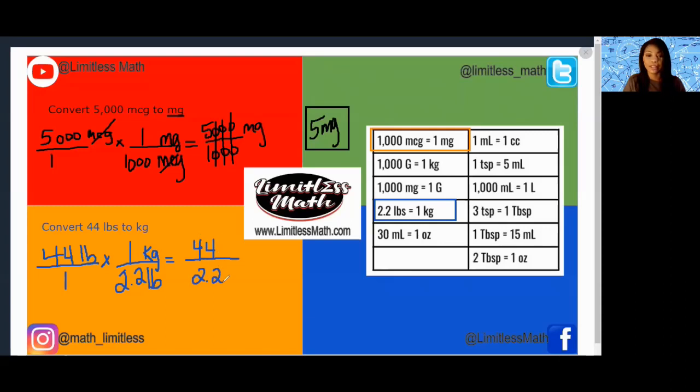So let's go back to the units. Again, the pounds will cancel because we have 1 on the top, 1 on the bottom, and we'll be left with kilograms. And at this point, we just need to actually simplify and do the math. So 44 divided by 2.2 will give us 20 kilograms.